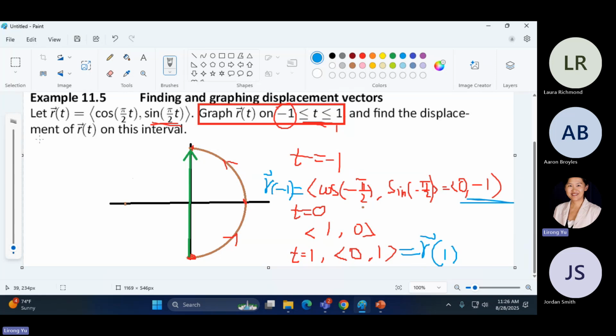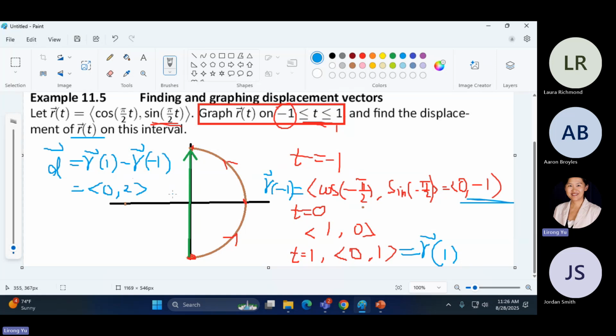And so to find the displacement vector, we will be subtracting them. So the displacement D equals r(1), terminal, minus initial, r(-1). So we subtract these two, and then what will happen is 0 minus 0, which is 0. And then we have 1 minus negative 1, which is 2. So let's represent the displacement vertically by 2 units. That vector itself indicates that from this point to this point, there's no change in the x coordinate, there's a 2 unit change in the y coordinate. And that's what we call the displacement vector.